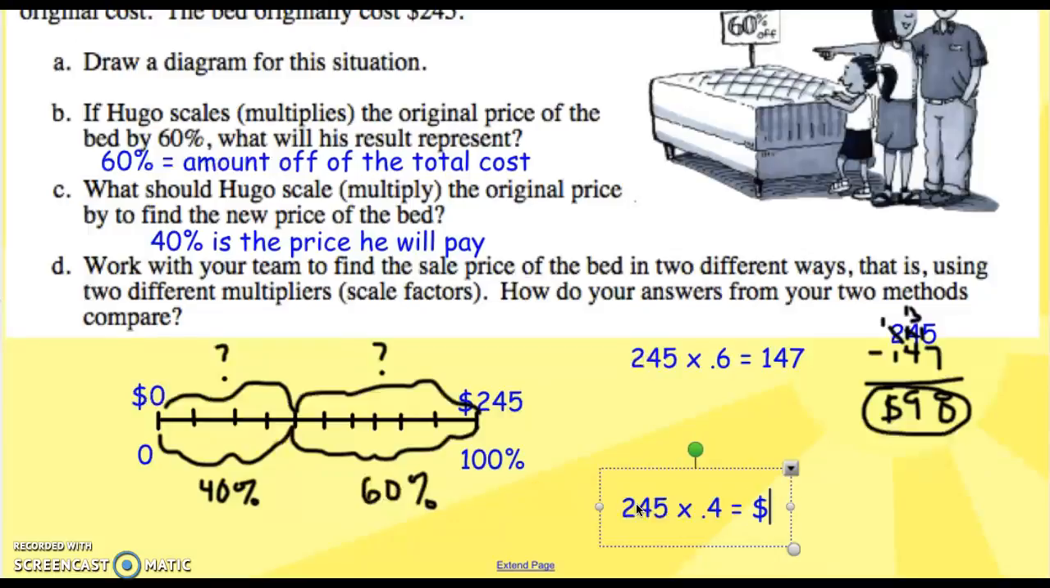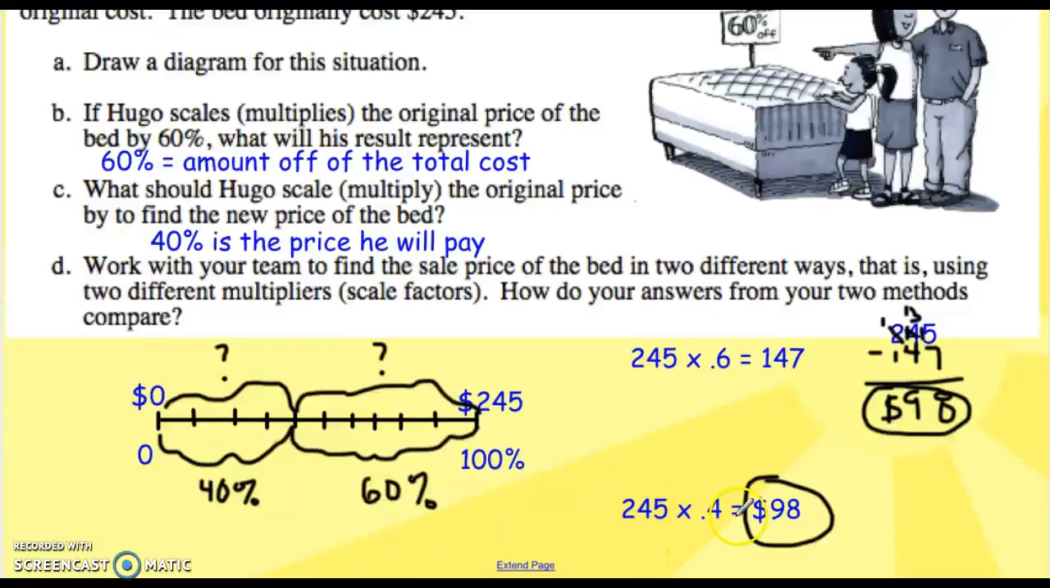Hopefully you find that that is 98%, and that's my answer right away. So either way would work. You could find out how much is off and then subtract it from the total, or you can just multiply by the price you know you're going to pay, and that will be your final answer. So both of those methods work.